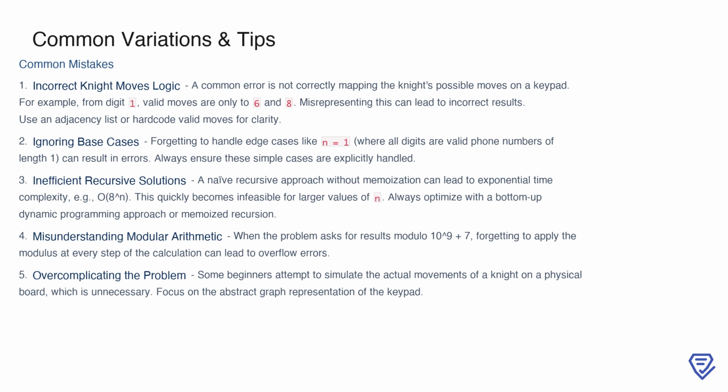Modular arithmetic is another area where mistakes often occur. Since the problem asks for results modulo 10 to the power of 9 plus 7, it's vital to apply the modulus at every step to avoid overflow errors. Lastly, some beginners overcomplicate the problem by trying to simulate the knight's movements on a physical chessboard. Instead, focus on the abstract graph representation of the keypad, which simplifies the logic significantly.